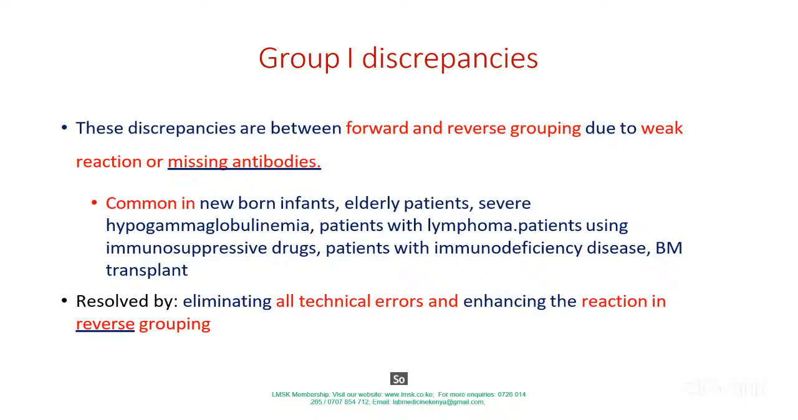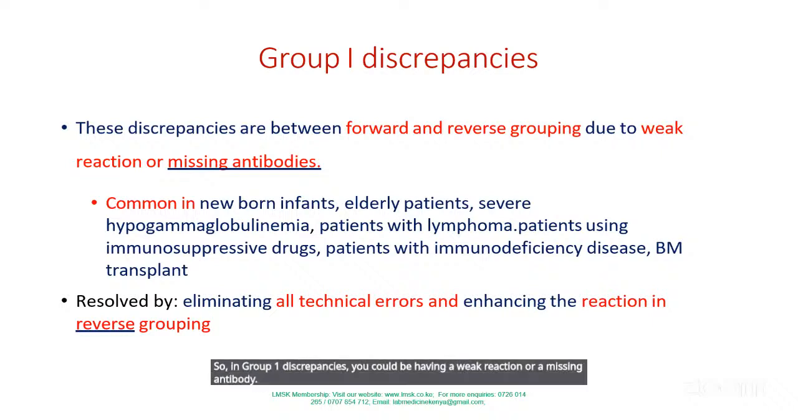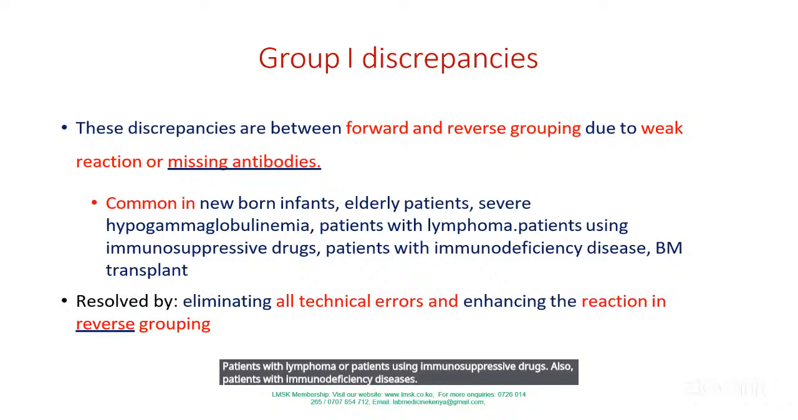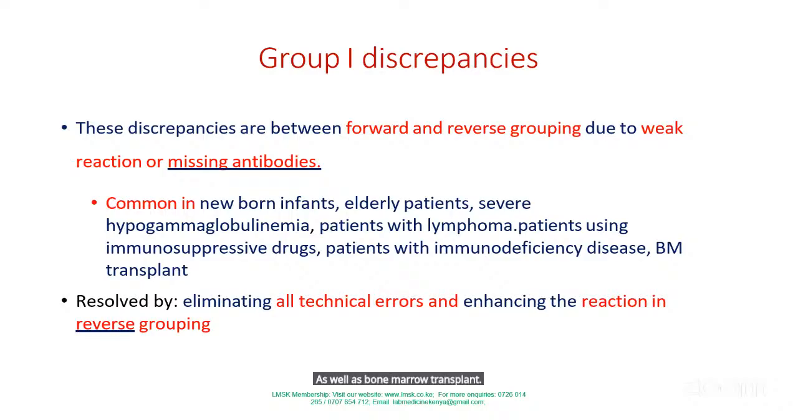So in group 1 discrepancies, you could be having a weak reaction or a missing antibody. And this one, you are likely to see in, first, newborn infants, second, elderly patients, those patients who are having severe hypogammaglobulinemia, patients with lymphoma, or patients using immunosuppressive drugs. Also patients with immunodeficiency diseases, as well as bone marrow transplant. As we have explained, you resolve this one by eliminating all the technical errors, and then you enhance the reaction in reverse grouping.